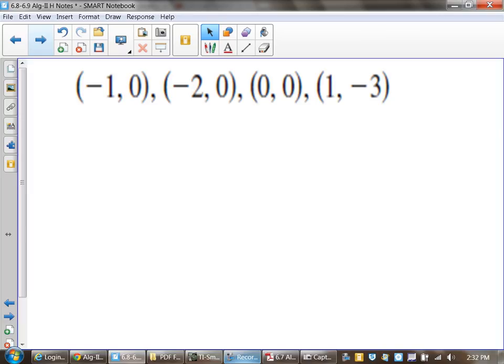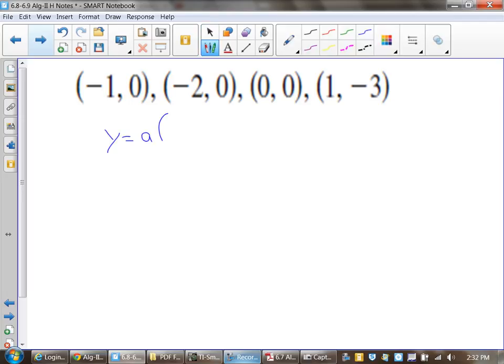Which one of those is not an ordered pair of a 0? -1, or excuse me, 1 and -3. Good. So as I go through the problem, again, we start with y equals a times, well, if -1 is my 0, what's the term? That'd be x plus 2, and then the other one would just be x. What do I substitute in for x and y? 1 and -3.